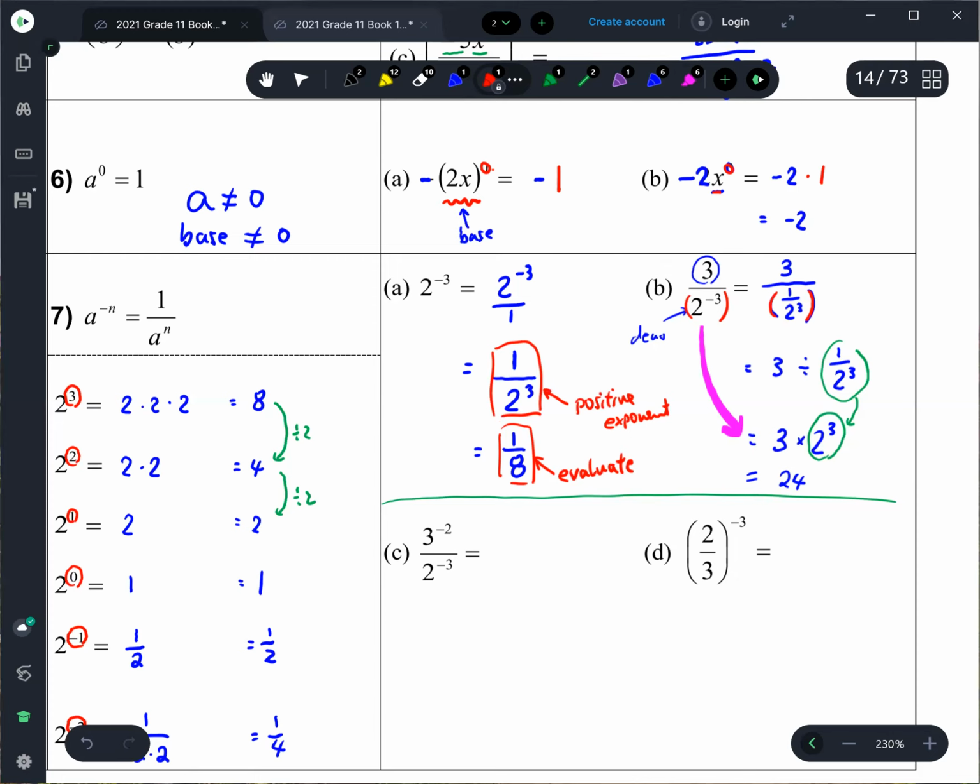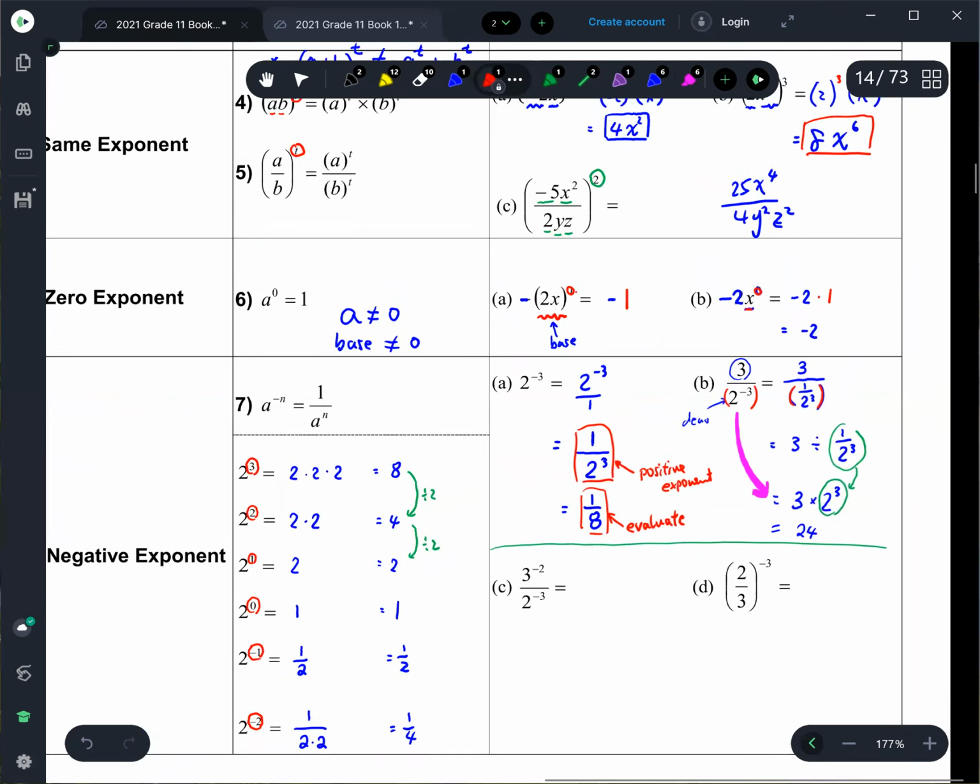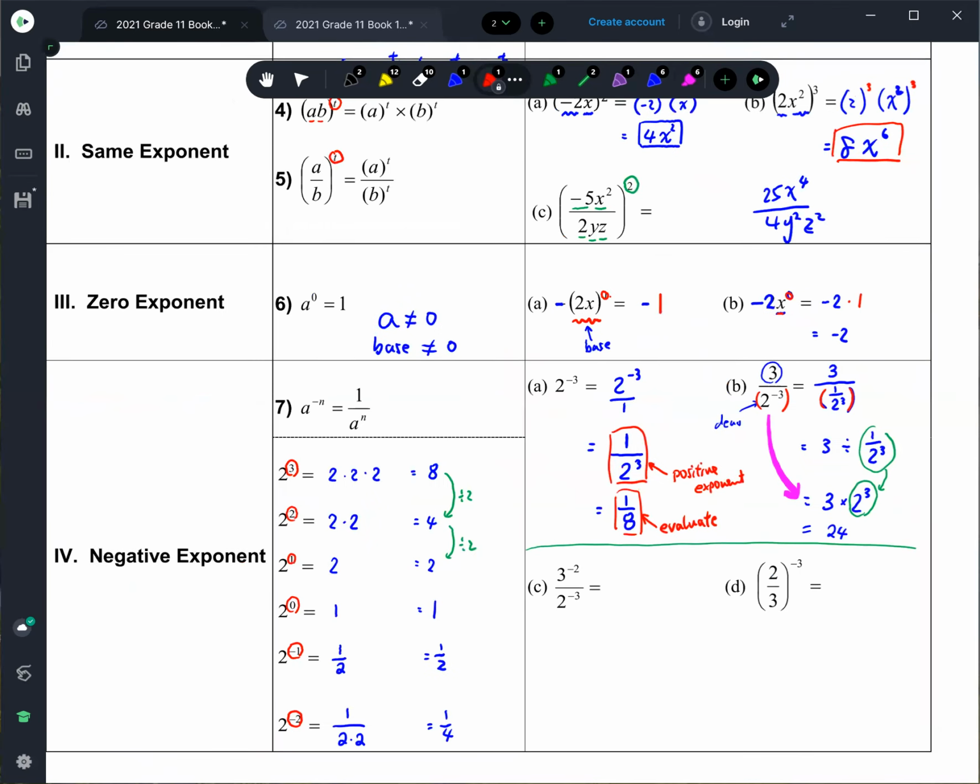Yeah, Shania. Okay, so please raise your hand if you finish C and D. Question D, you might need to think about rule number 5, okay? The exponent law number 5, the sharing.